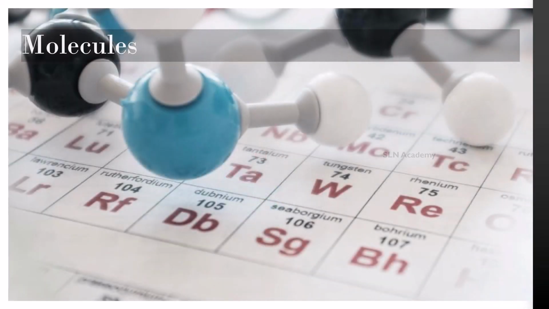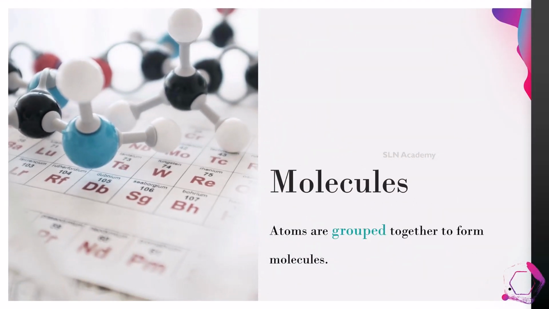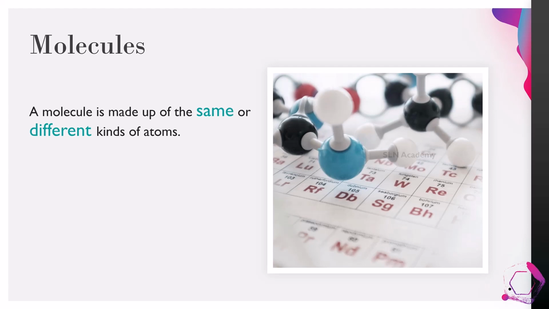Molecules. Molecule of one substance is different from the molecule of another substance. How are these molecules formed? Atoms are grouped together to form molecules. These atoms and molecules are so small that they cannot be seen by the naked eye. A molecule is made up of same or different kinds of atoms. Atoms and molecules of matter move continuously and they never stay still in nature.